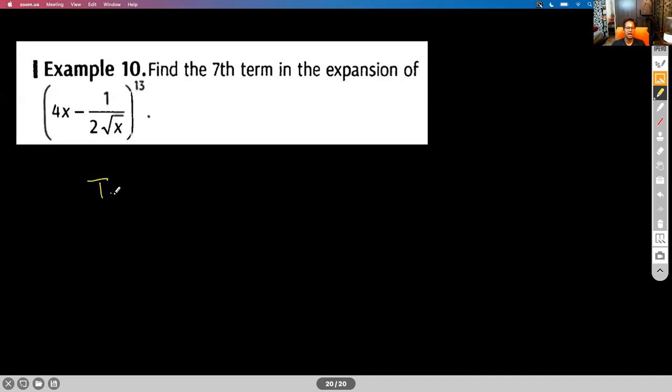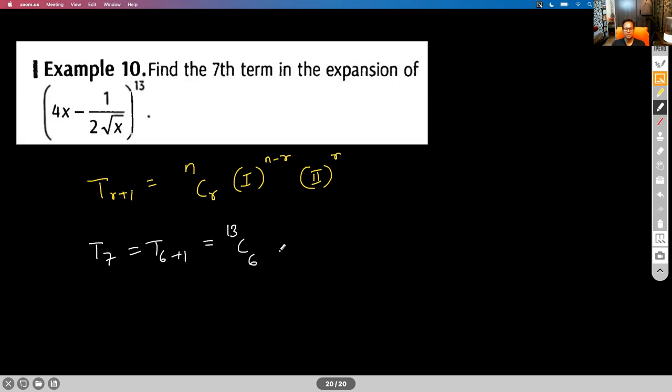So T(r+1) we already know is nCr, the first term raised to the power n minus r, and the second term raised to the power r. Here, just understand that T7 means T6 plus 1. As per your formula, it will be 13C6. That first expression is 4x, n minus r is 7. Second expression is minus 1 by 2 root x raised to the power of 6.